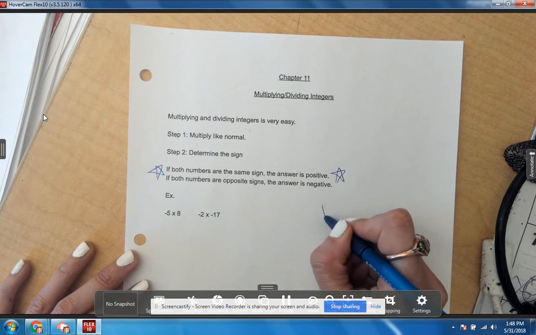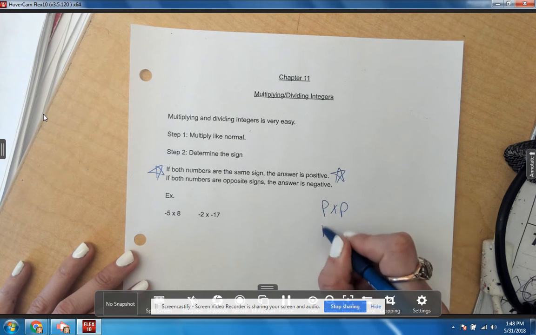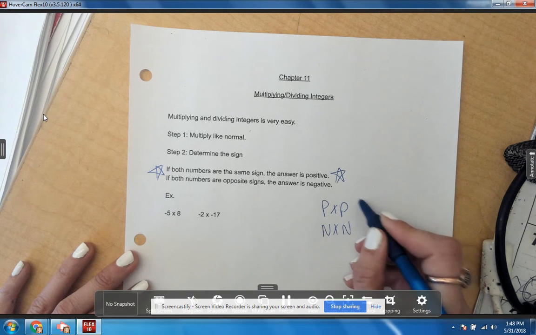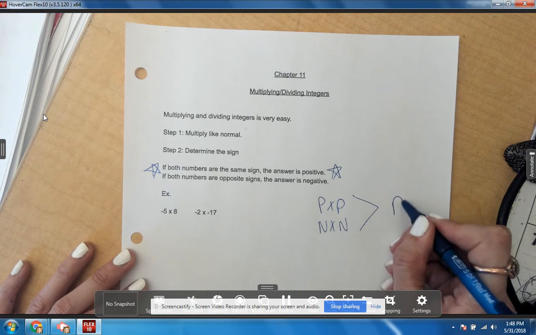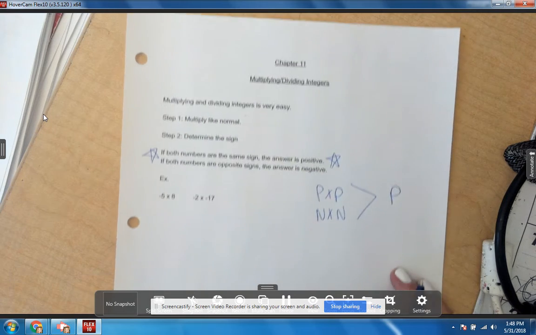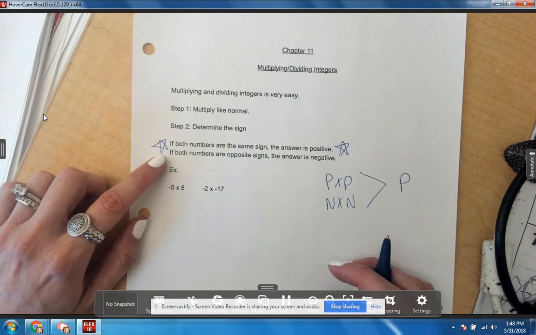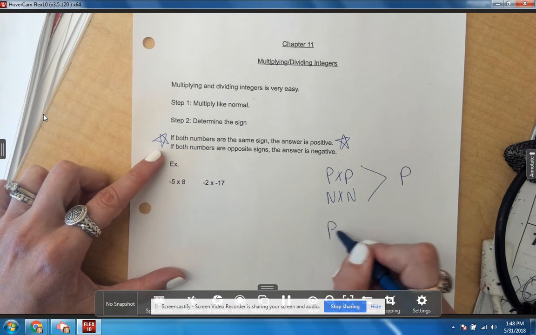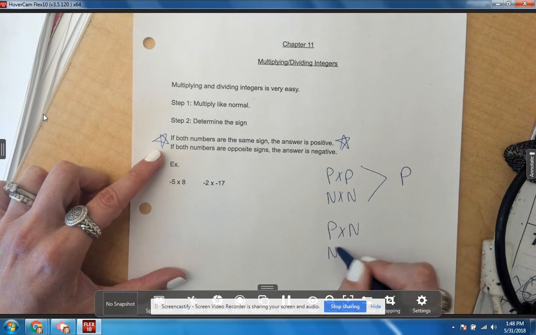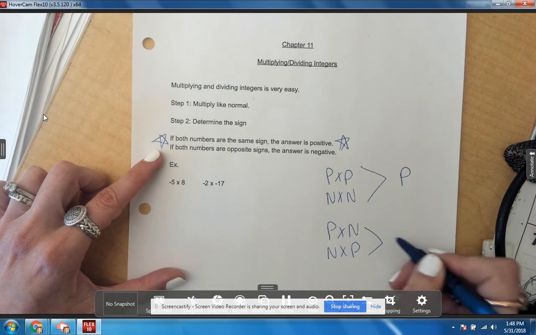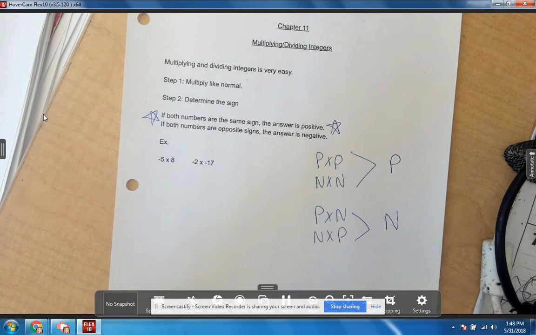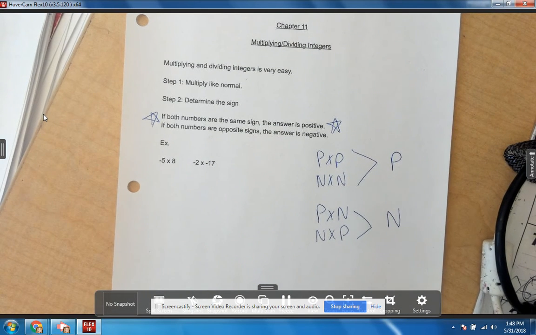So I'll write this over here. If you have a positive times a positive or a negative times a negative, your final answer is going to be positive every single time. If both numbers are opposite signs, meaning one of them is positive and one of them is negative, then your final answer is going to be a negative answer. But you still multiply and divide like normal.